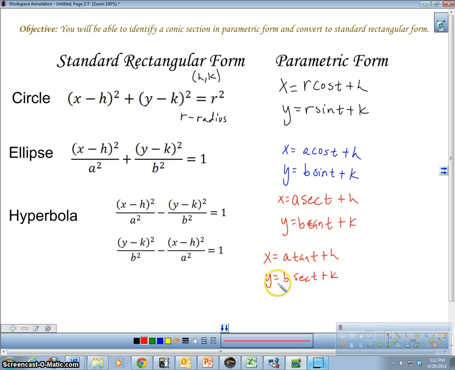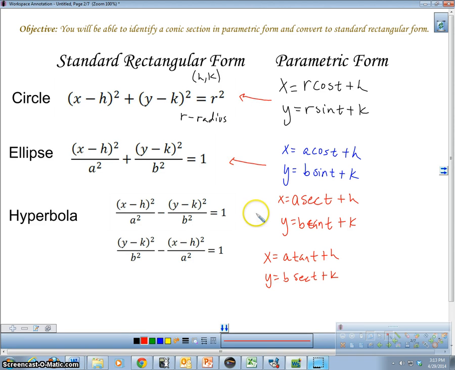And b always goes with y, and a always goes with x, so you don't have to ever really figure out which one's which. The only difference is that the left or right one goes with secant on the x, and the up and down one goes with secant on the y. I'll show you why that happens in just a second. So let's take a look at how we get from here back to rectangular form.